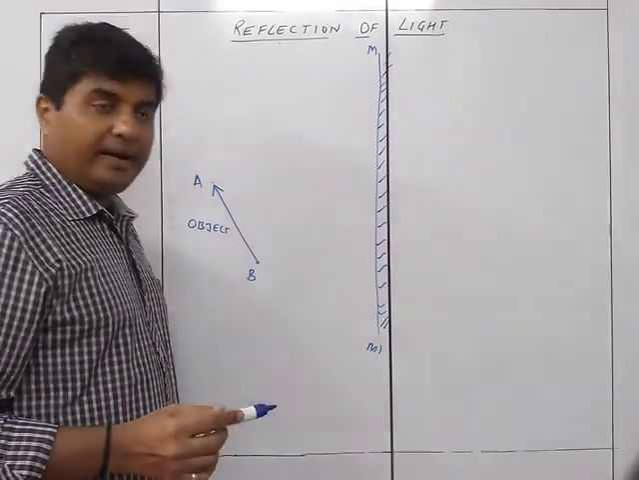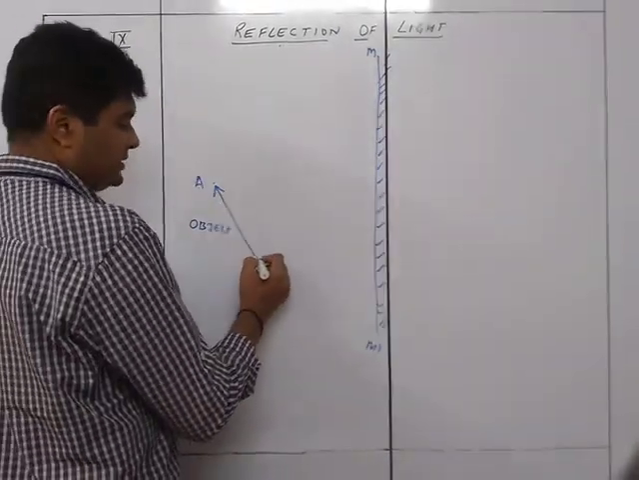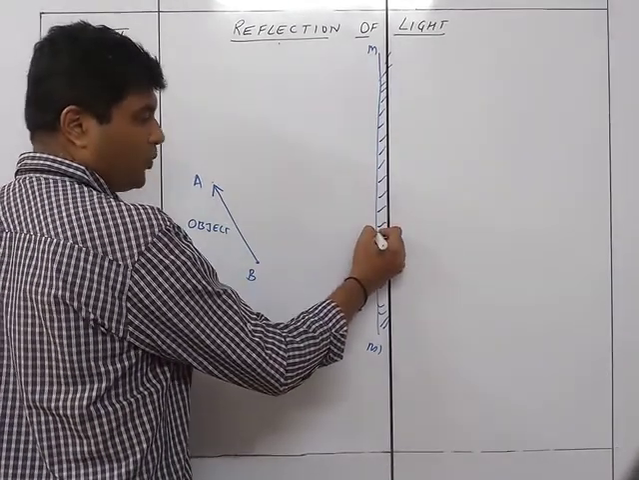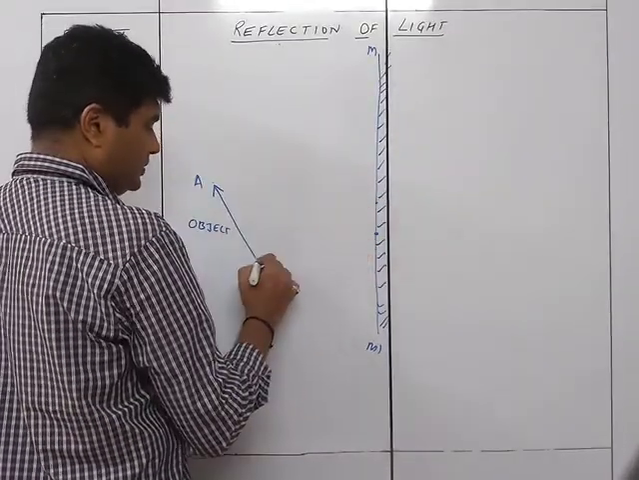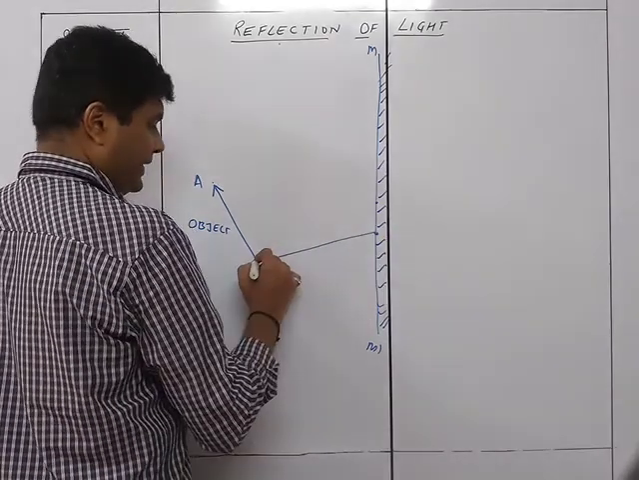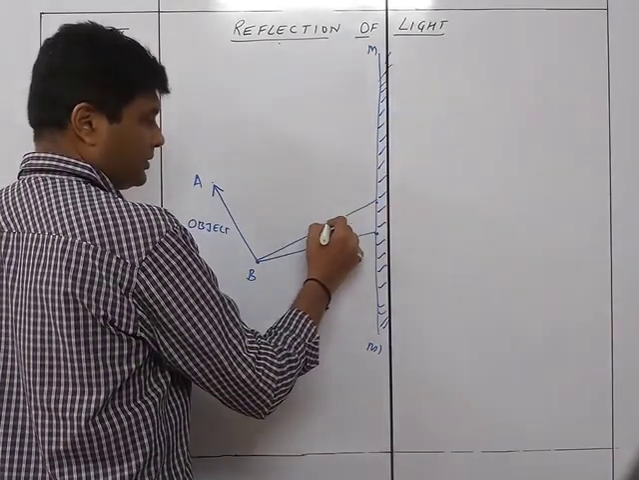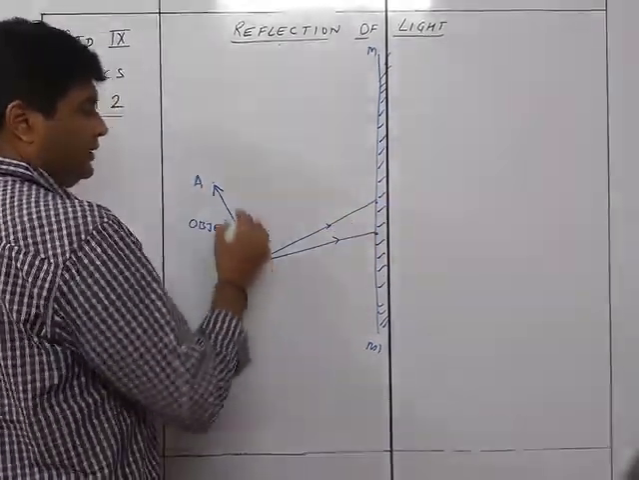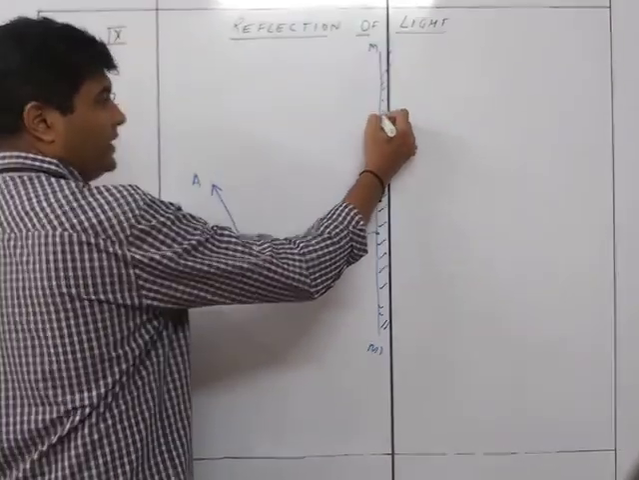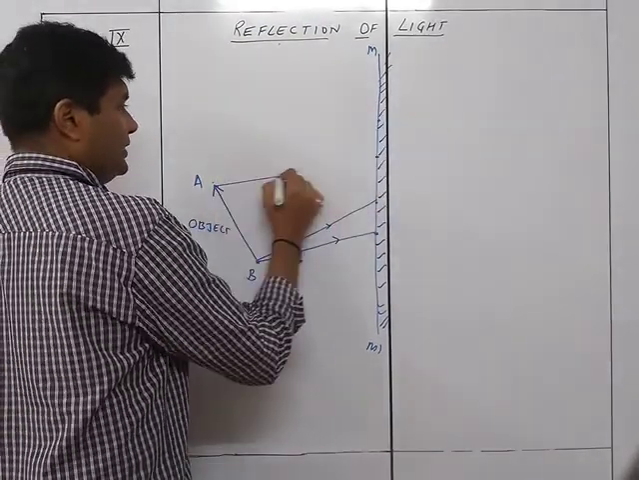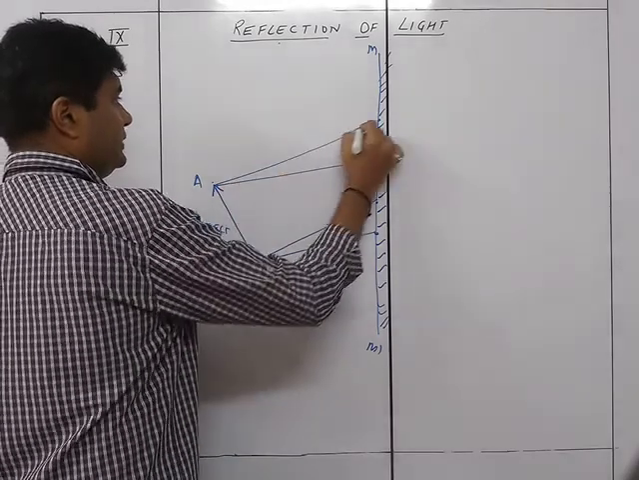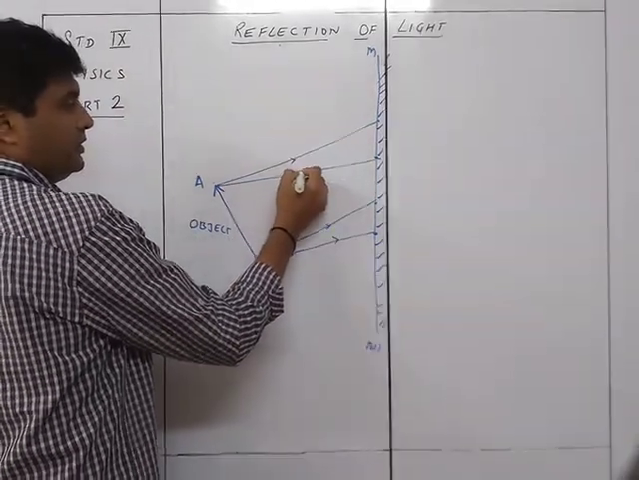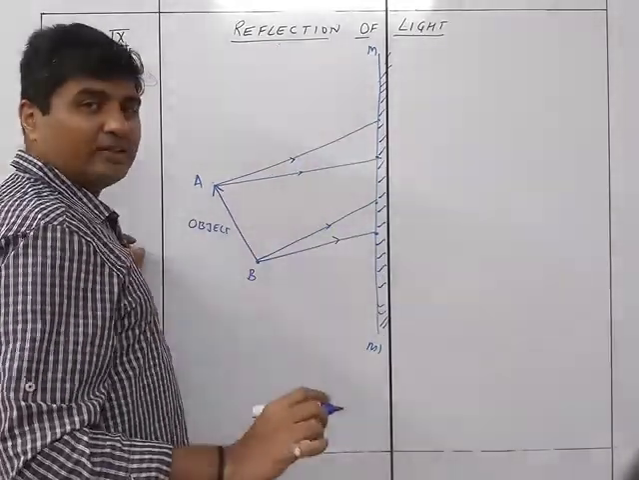Now, as decided, what we are going to do is from here, I am going to take 2 points, 1 point here, 1 point here, join this line and join this line. Okay. Similarly, for this point, I am taking 1 point here and 1 point here. So join this line and join this line. This is the incident ray. So we have drawn the incident ray.